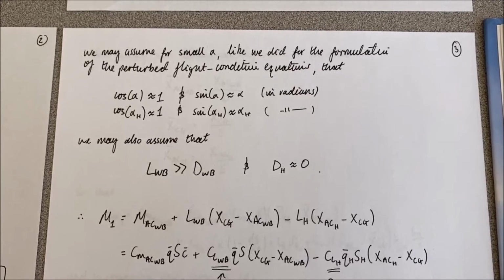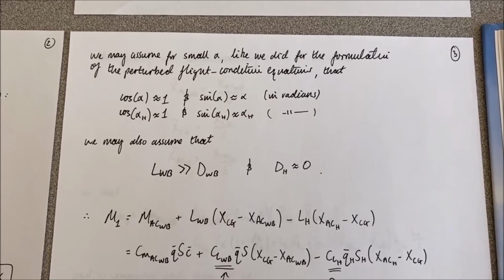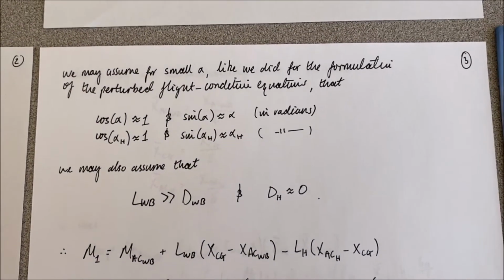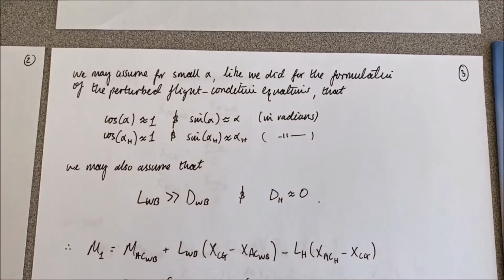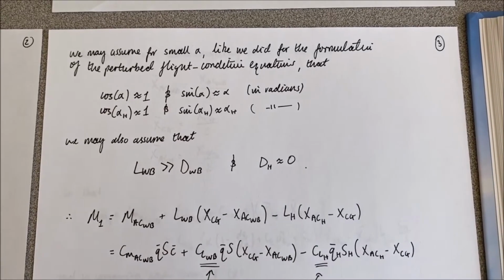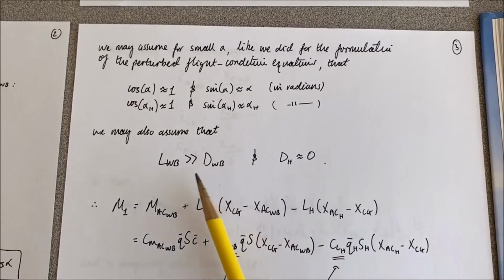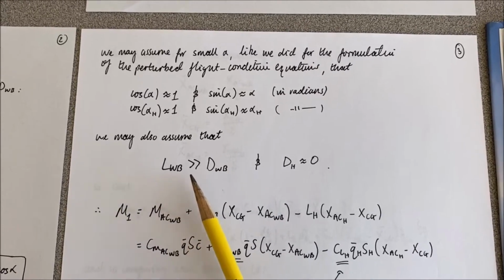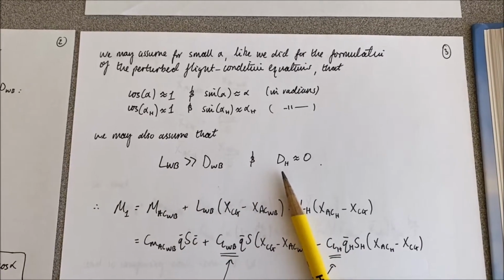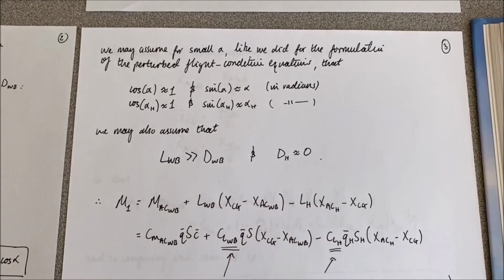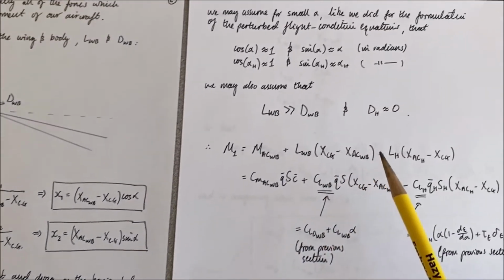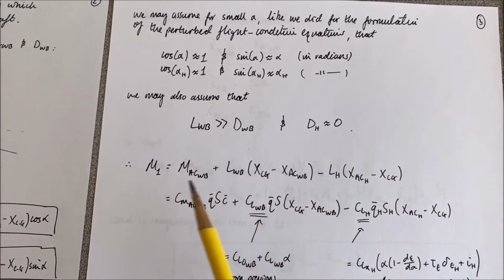So now if we go ahead and assume, like we did in the formulation of the perturbed flight conditions, that we're only interested in a small perturbation about that trim condition, we can make these small angle approximations here. We also assume that the lift due to the wing and body combined is much greater than the drag. That's a reasonable assumption to make. And we also assume that the drag due to the horizontal tail is negligible. So what happens is we can reduce this equation down here, which we just found, using those assumptions to get this neater looking thing right here.